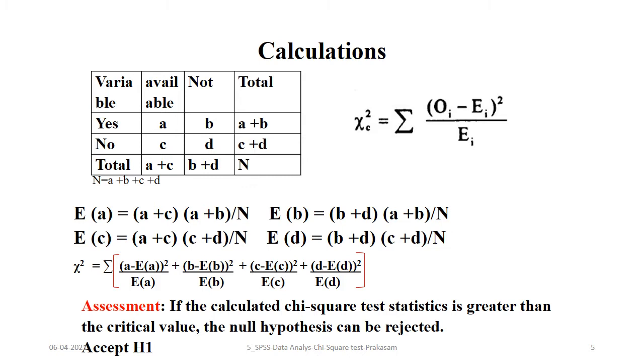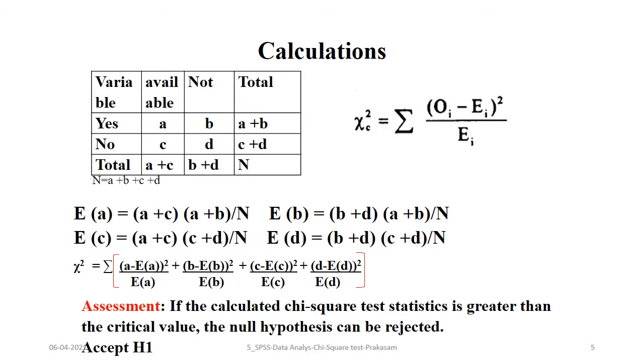Similarly, the expectation of B is given by B plus D times A plus B divided by capital N. Similarly, the expected cell frequency of C is given by A plus C times C plus D divided by N, and the expected value for D is given by B plus D times C plus D divided by N.